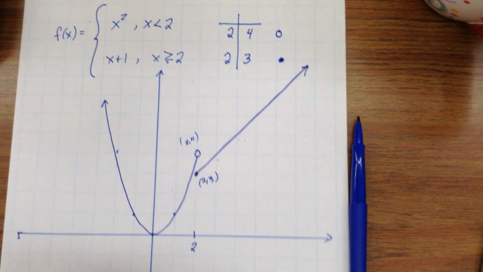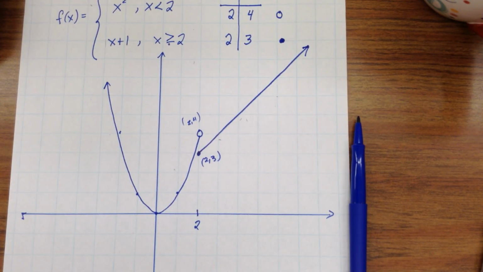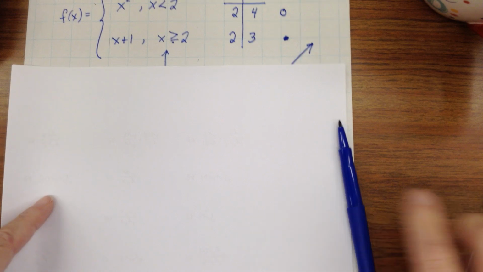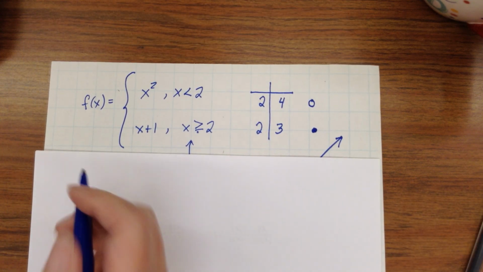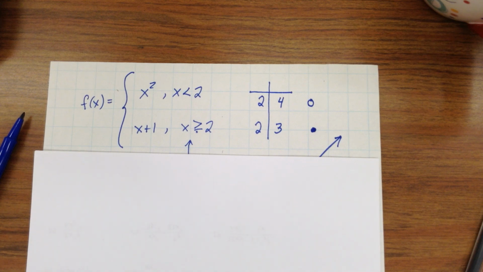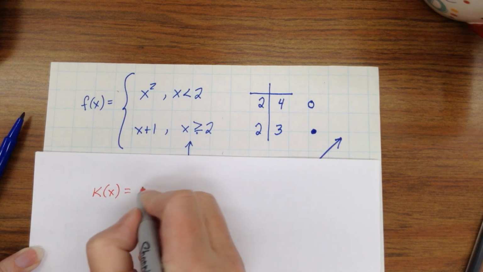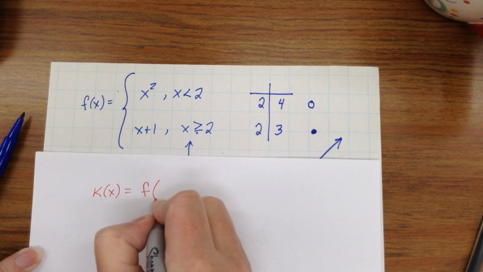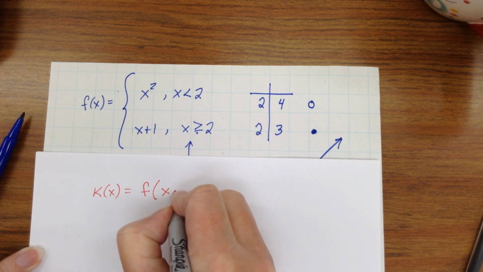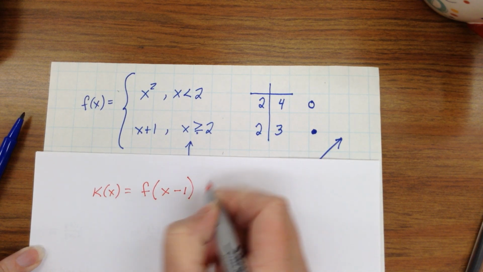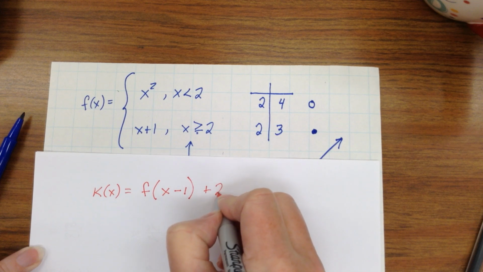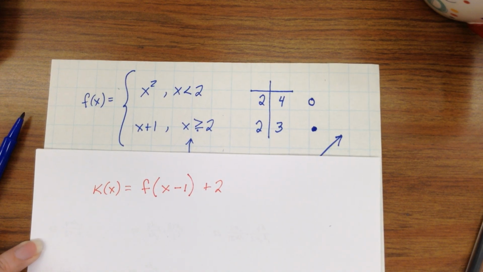But here's the deal, people. I have a question. Yeah, I do. What would we get? Wait for it. Let me get a clean piece of paper. What would we get if I call this new function, oh, I'll do it in red, k of x? Well, what's k of x? I'm going to define k of x as f of x minus 1, close it, plus 2. I know, it's crazy.